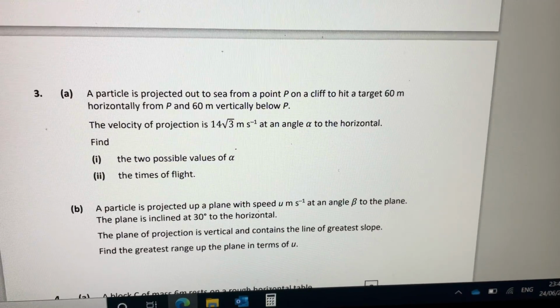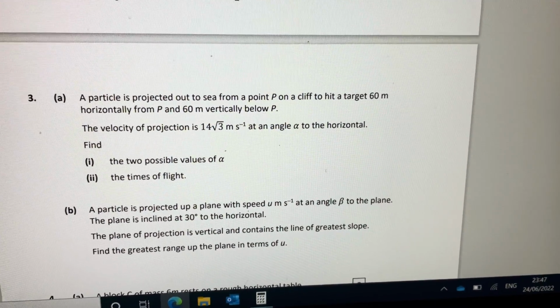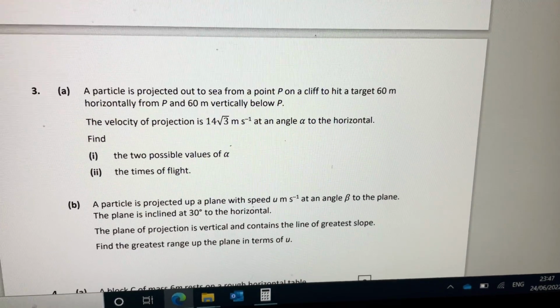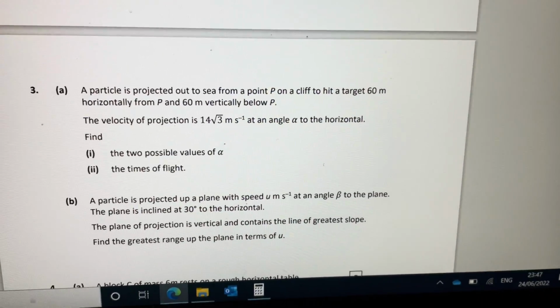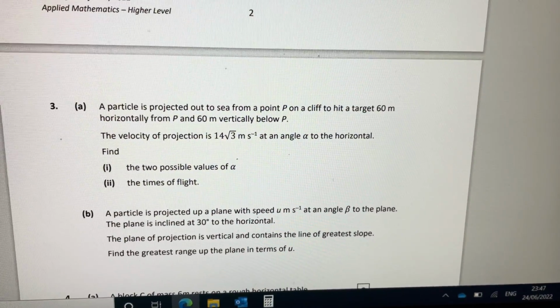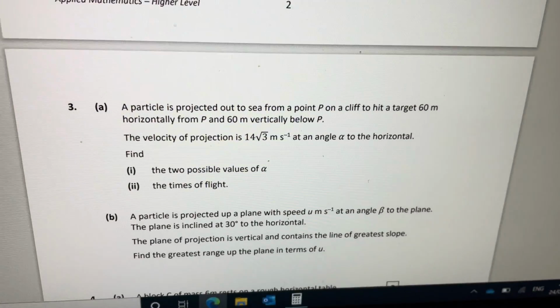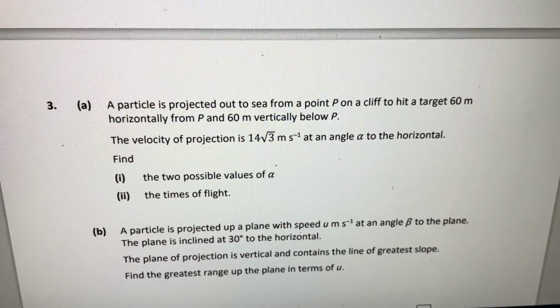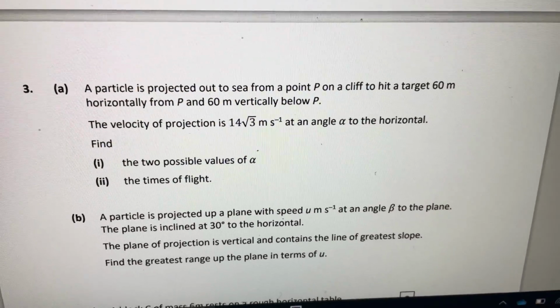Okay, question 3, projectiles, 2022. Okay, so question 3A. Projected up to C from point.